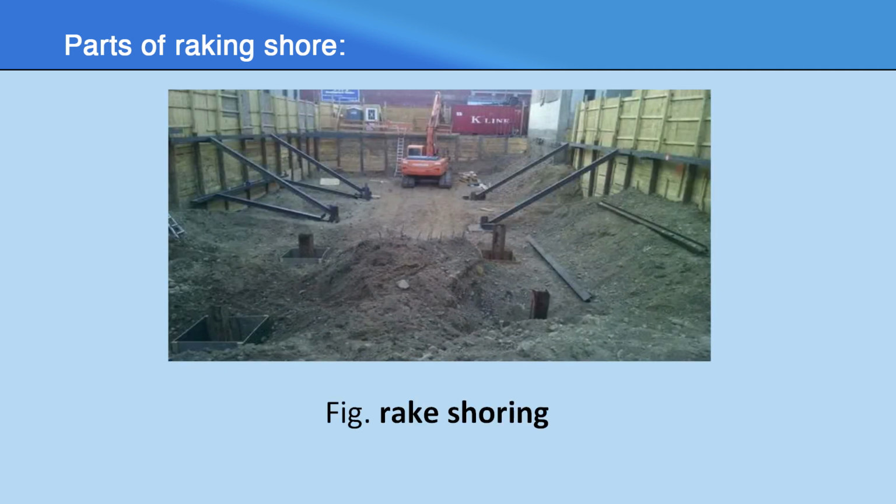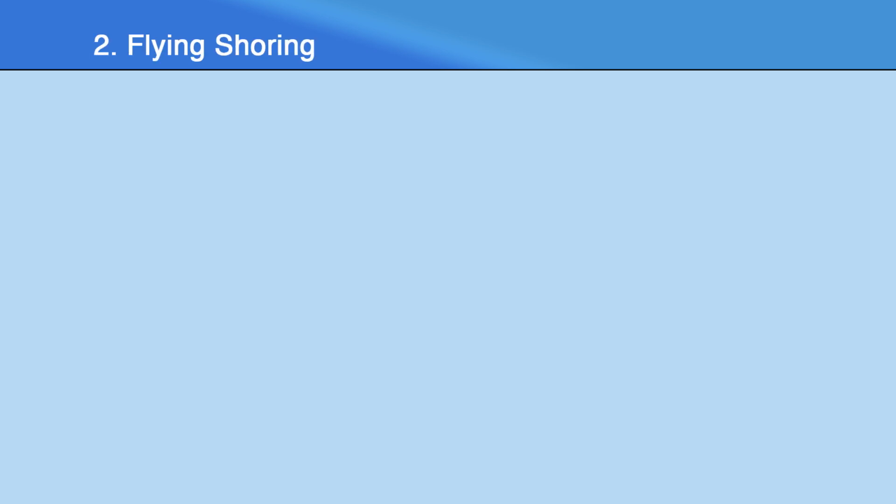This is the rack shoring actual photograph. The right hand side photograph shows the single rack shoring and the left hand side photograph shows the double rack shoring. Second type of shoring, that is flying shoring.